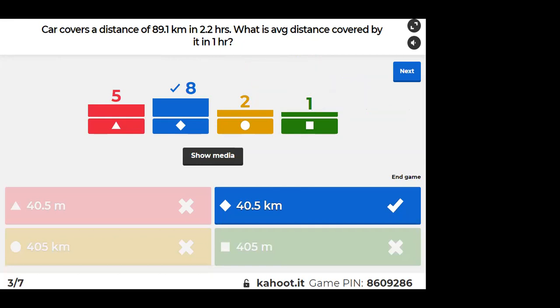Got it, everyone? And now think about it from a common sense point of view. 89.1 kilometer in 2.2 hours. How can in 1 hour it will be more than 89? Think about it. So 405 is impossible, right? It is not your calculation mistake. It is your common sense mistake. Yes or no?